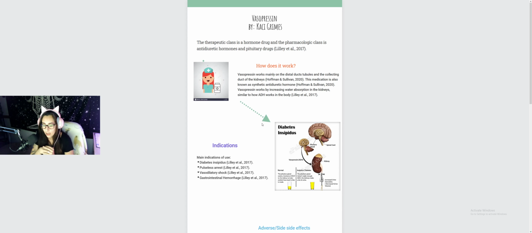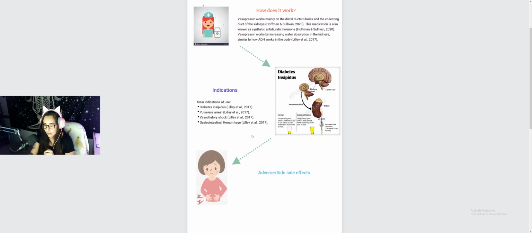Gastrointestinal hemorrhage. Vasopressin actually has a stimulus effect on the vascular of the GI. So when patients are having any kind of GI bleed or anything like that, they can be given vasopressin, which will decrease that GI bleeding.